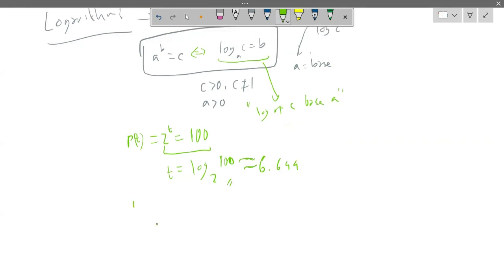And then in the radioactive example, we want to find how much time has elapsed so that we can observe 1/50th of the radioactive matter. So here, the answer is t is equal to log of 50 base 2, and plugging into a calculator gives us 5.644.